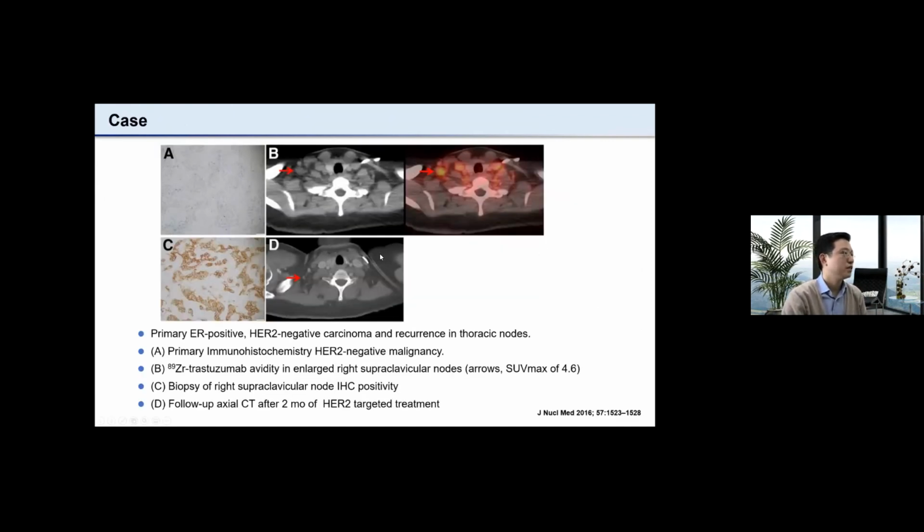And this is one case. A is from the primary tumor. It shows no HER2 reactivity, so this patient was classified as HER2 negative. But when they did the HER2 PET, they found an enlarged supraclavicular node metastasis with increased HER2 uptake. They biopsied this and found that it was a HER2 positive lesion. Then they performed HER2 targeted therapy, and the lesion disappeared.